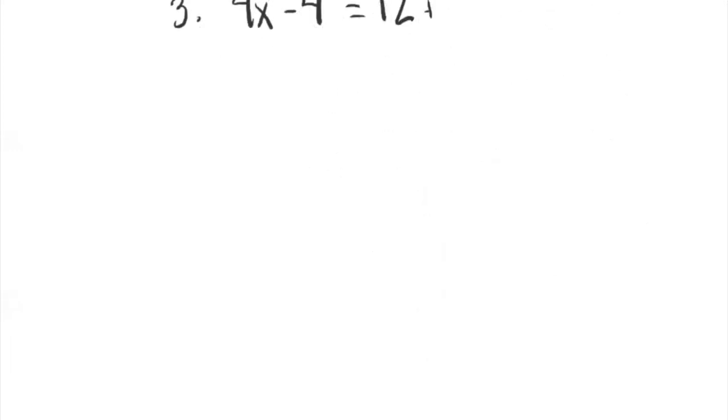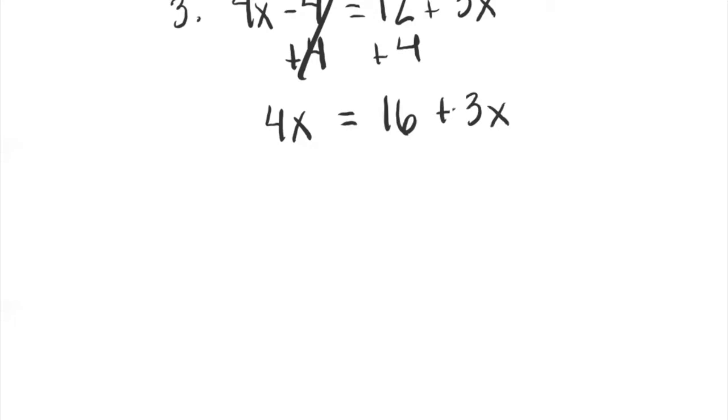For number 3, what would you like to do now? We can take away 3x, or we can add 4 to both sides. You might want to add 4 to both sides to get rid of the 4's here. 4x is equal to 16 plus 3x. And subtract 3x from both sides, and I'm left with x is equal to 16.